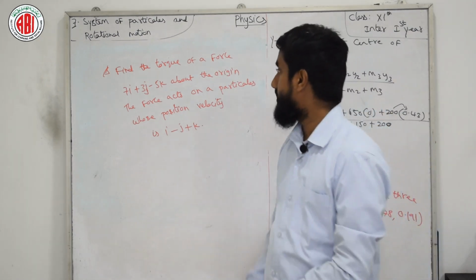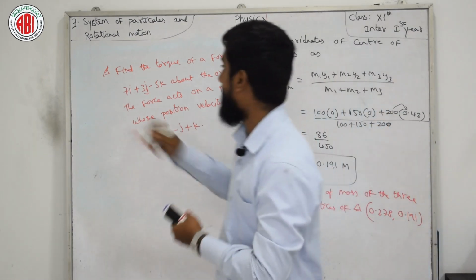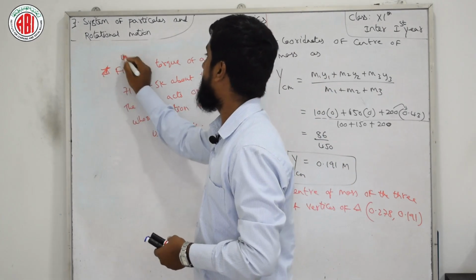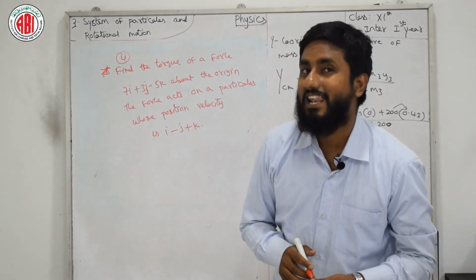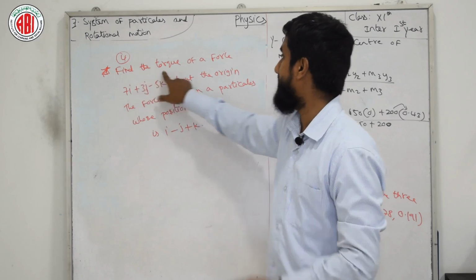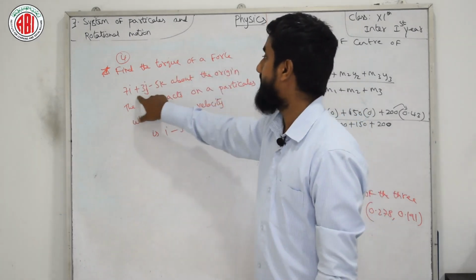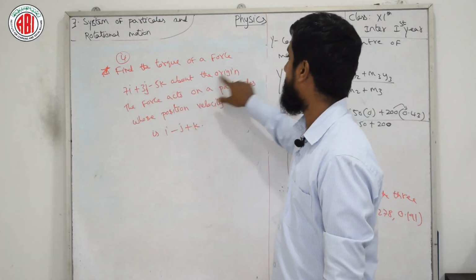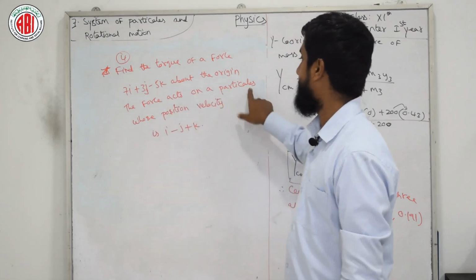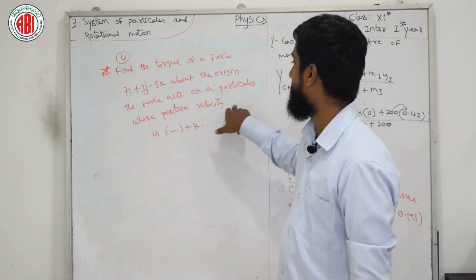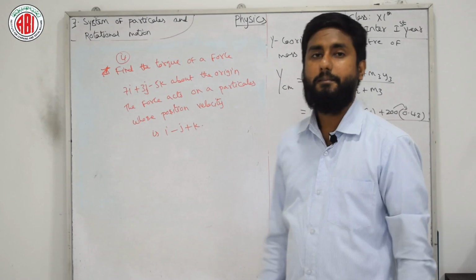Now I have one more important question, and this question might be asked in 4 marks, but this question you have to do by yourself. The question is: find the torque of the force 7i plus 3j minus 5k about the origin. The force acts on a particle whose position vector is i minus j plus k.